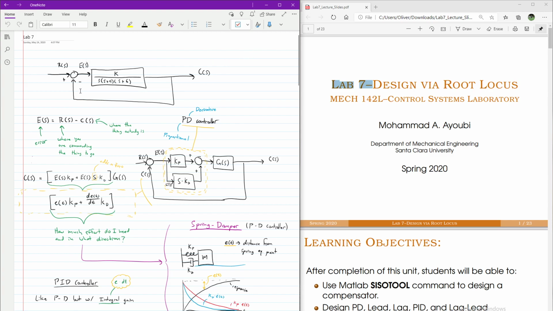So just a quick refresher. The error of the system is where you want to go minus where you're currently at. And where you're currently at is your response, C of S. Where you want to go is R of S.